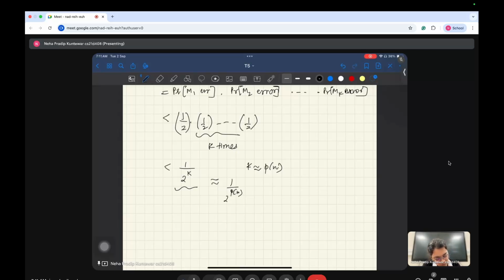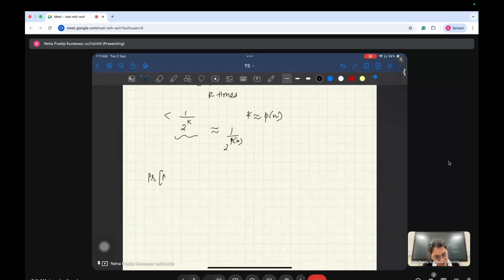So the probability that M succeeds is at least 1 minus the probability that it made an error, and that is at least 1 minus 1 over 2 to the p of n.